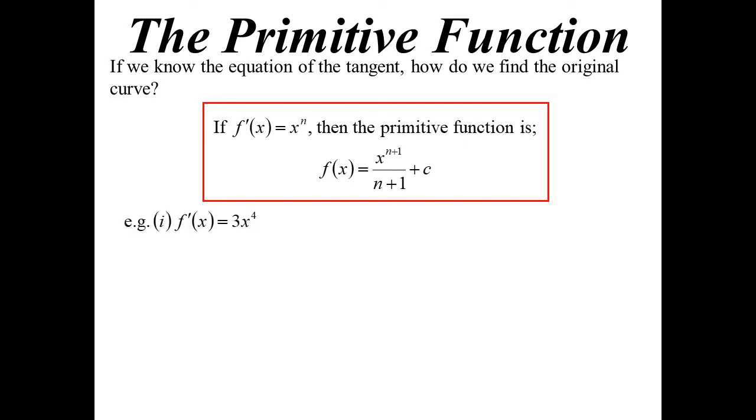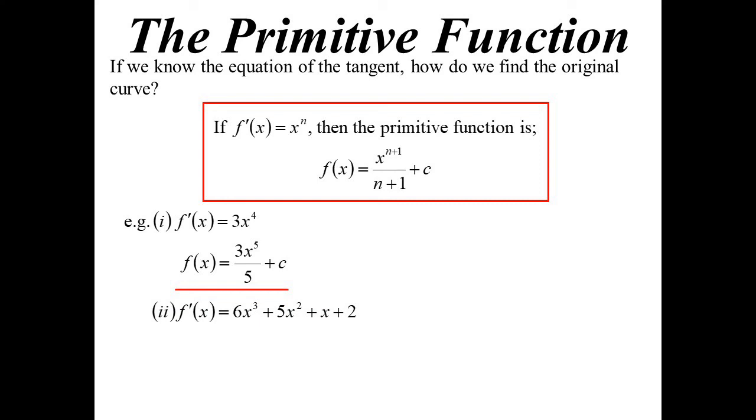So something like this, we've got 3x to the power of 4. Where did it come from? Basically, add 1 to the power over that power. So add 1, we get 5. So we get 3x to the power of 5 over that power, 5, plus some constant number.